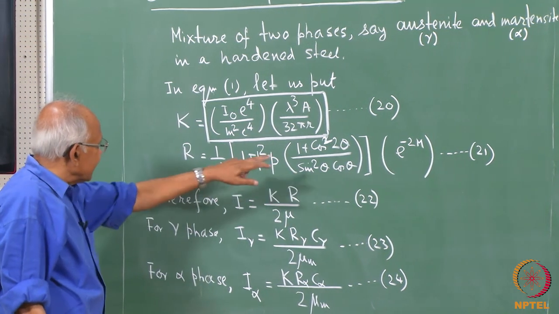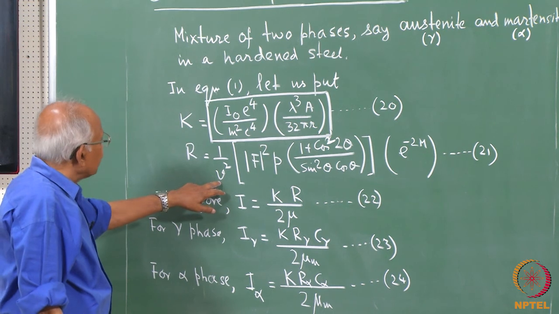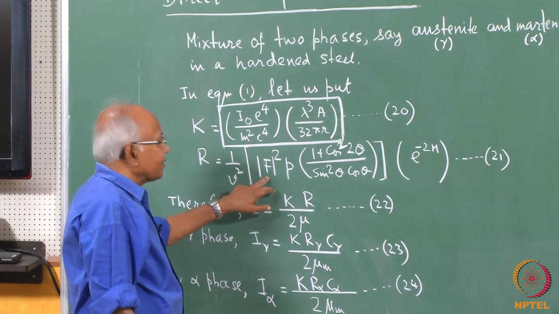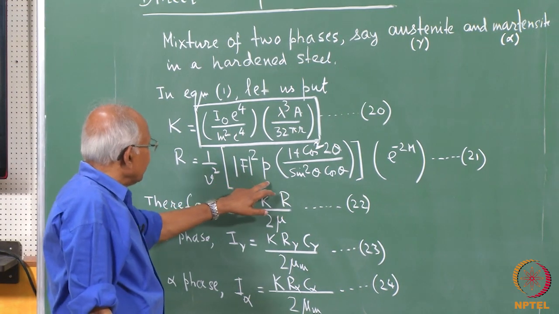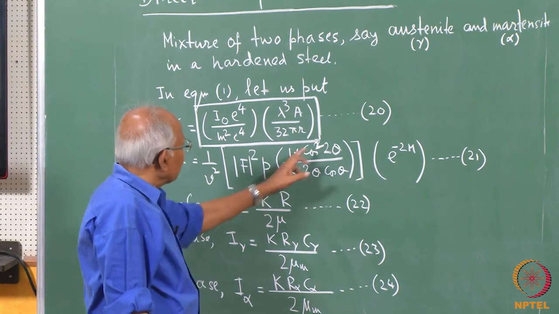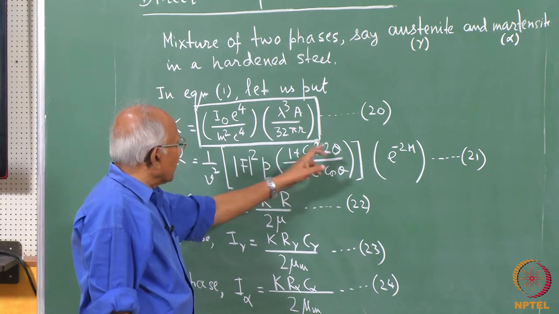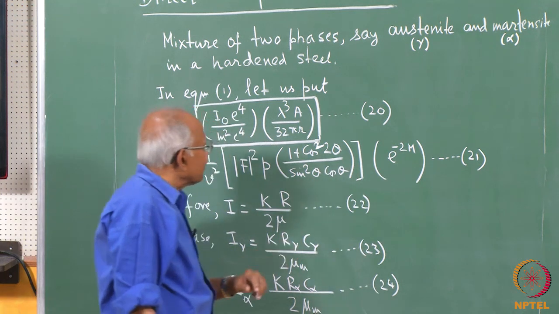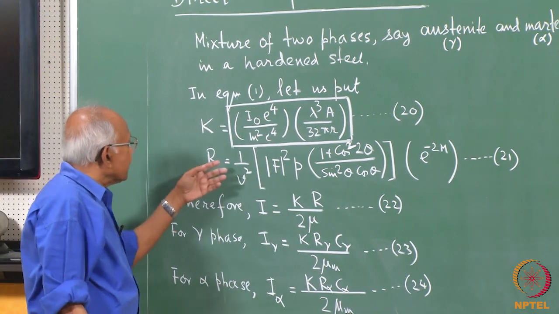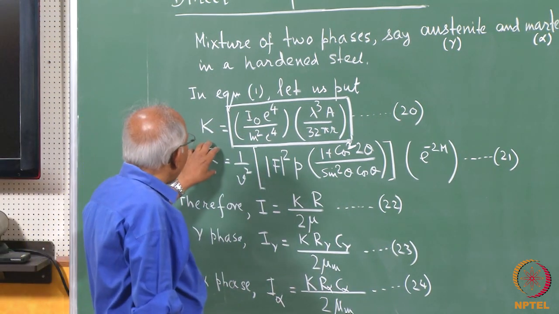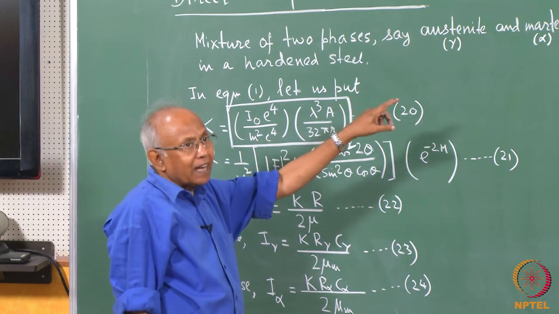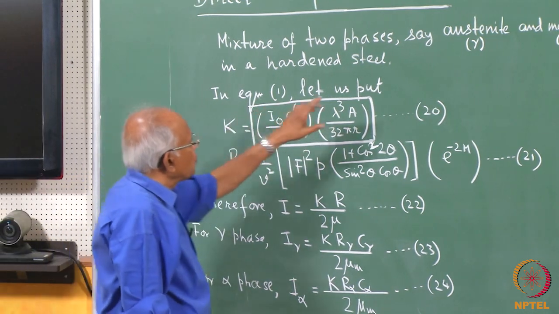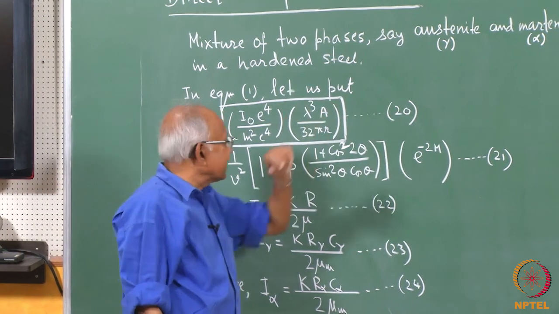So, what is there in this expression, as we remember? V is the volume of the unit cell, F is the crystal structure factor, P is the multiplicity factor. This expression here is the Lorentz polarization factor, and this is the temperature factor. And naturally, the value of R for the two chosen lines will be different, although the value of K for the two chosen lines will be the same.